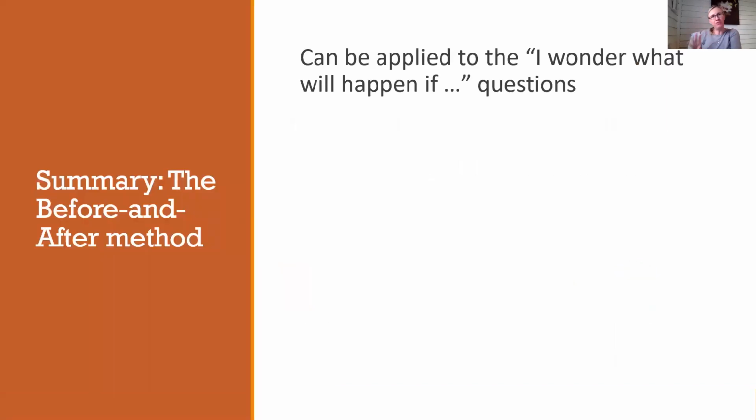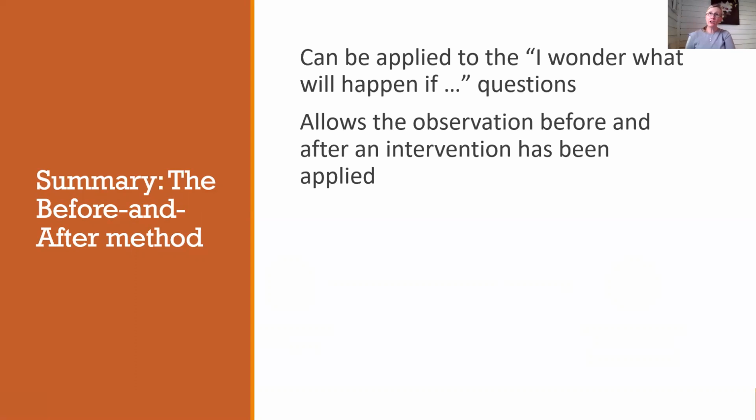So in summary, the before and after, test, retest, pre and post test sounds like this. If we have questions where we can think about, I wonder what will happen if X. I wonder if there will be a change in Y. This is a perfect opportunity to use this methodology. It allows our dependent variable to be measured before and after an event happens. Okay? And by comparing those two measurements in time, we can be pretty certain that our dependent variable has changed.